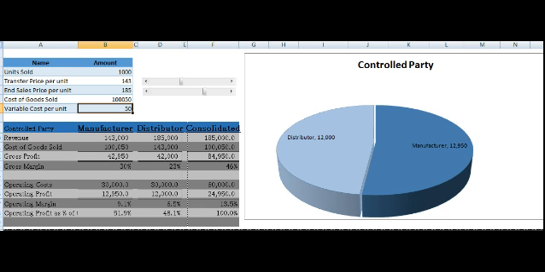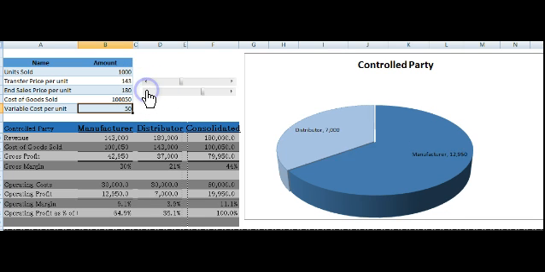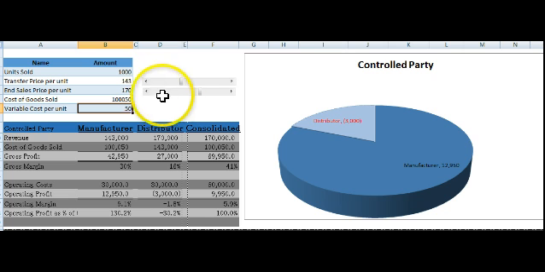But suppose we change the end price per unit and we push the end price all the way down to 170. And what's going to happen here? Well, the first thing, if we were to leave that as is, it puts the distributor at a loss.